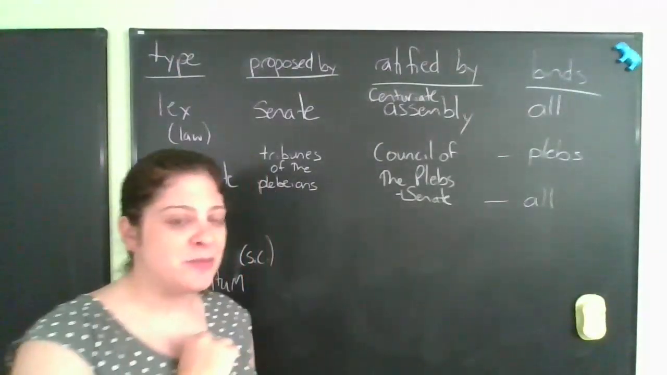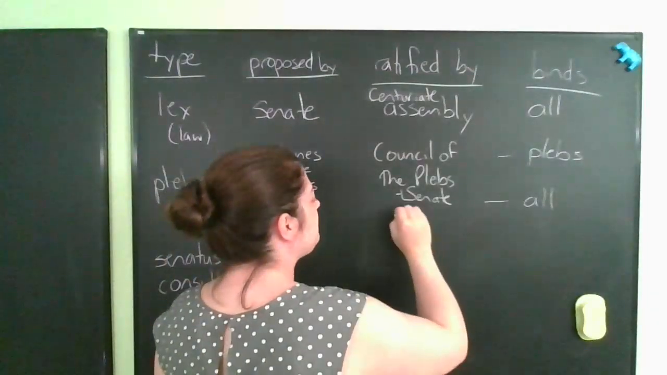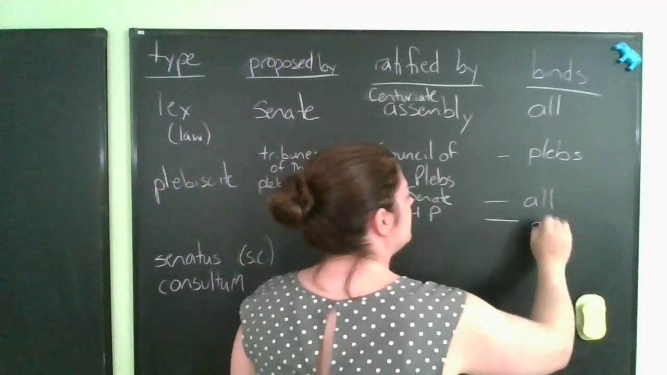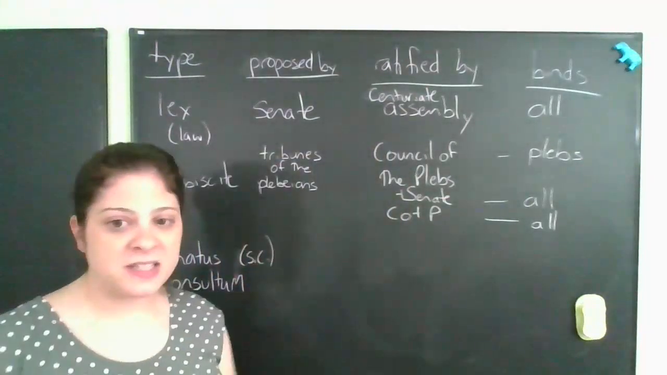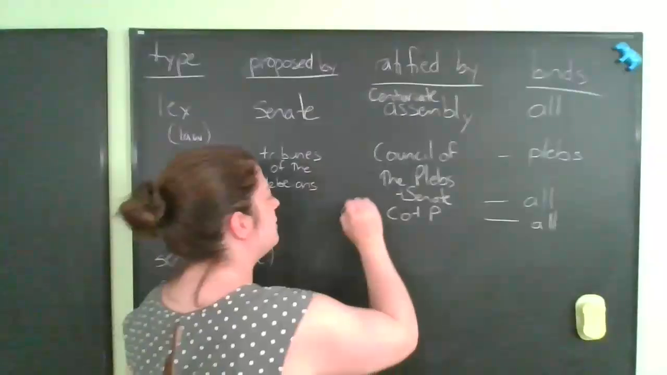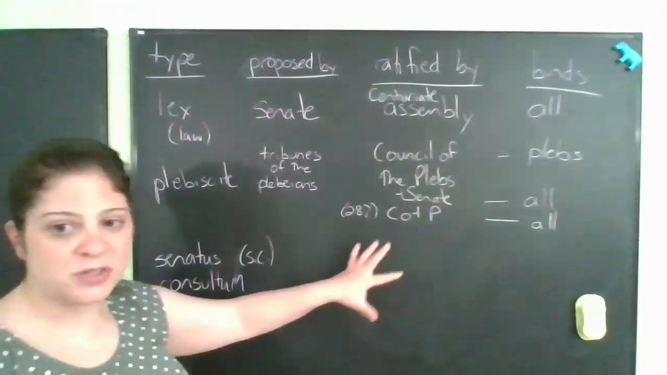Then by 287 BC, they changed it again, right? And they said, okay, if it's just the Council of the Plebs, even without the approval of the Senate, a plebiscite still is binding on all citizens. So that's starting in 287. So this evolves over time.